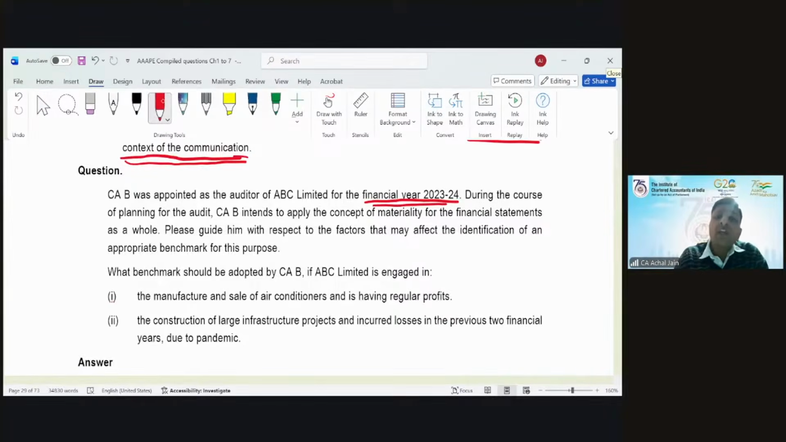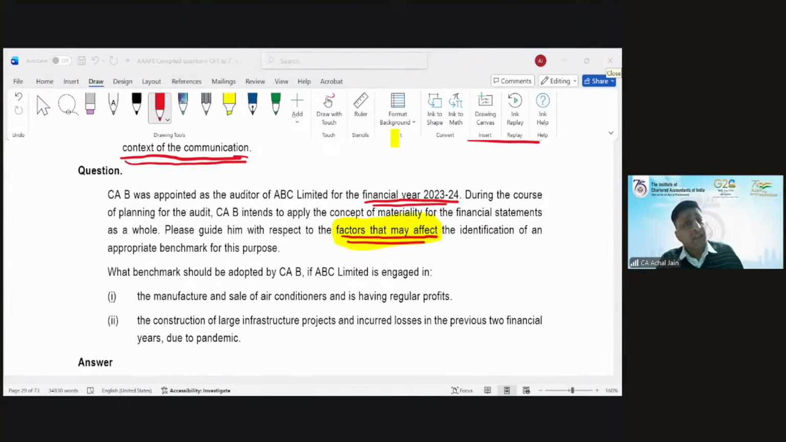Okay, so now we are talking about factors that may affect identification of benchmark. Okay, what all factors you will consider? That's one. Okay, so I think first of all you have to give the relevant guidance around it. Then, what benchmark should be adopted by CAB if ABC Limited is engaged in manufacture and sale of air conditioners and is having regular profits? Then I think some of the situations have been created.